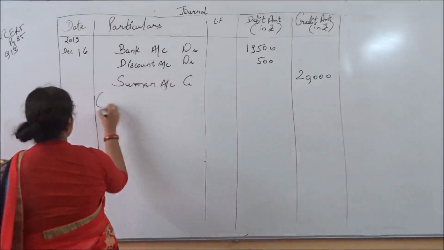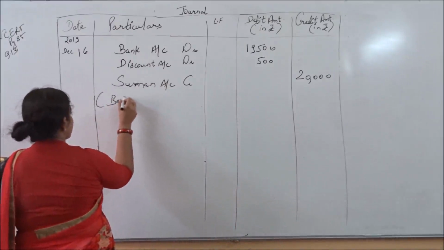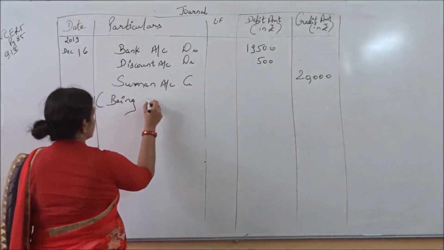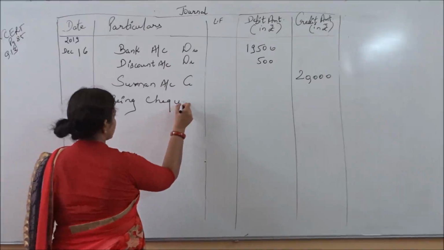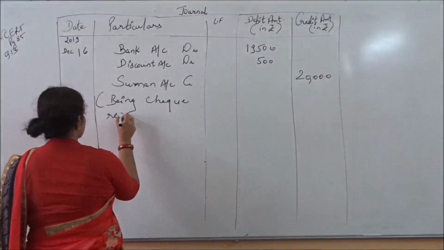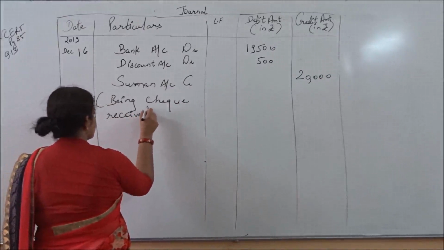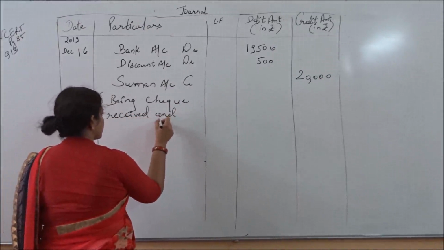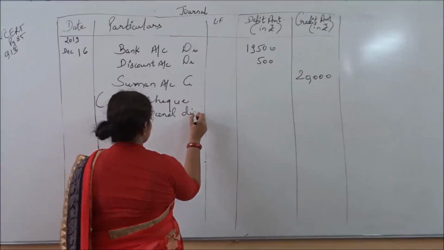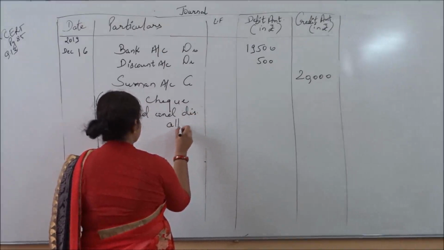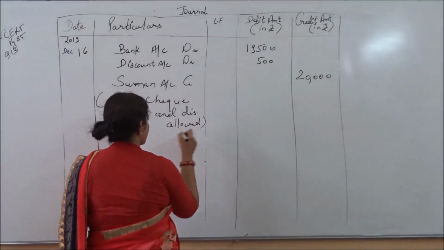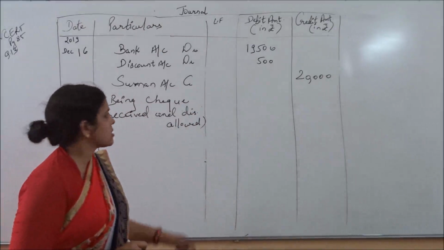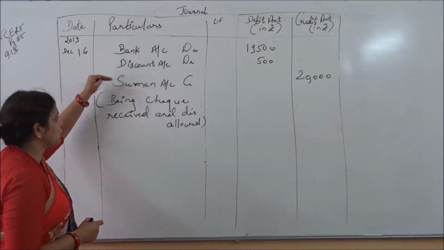Write the narration. Being check received and discount allowed. Like this. Okay? See, three parties are there: bank, discount and Suman.